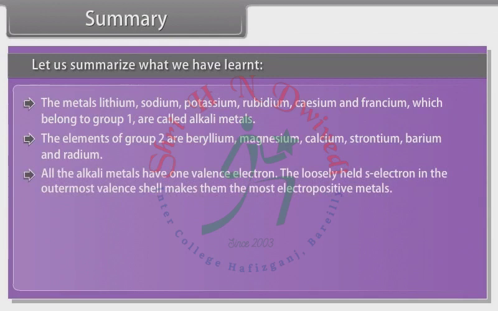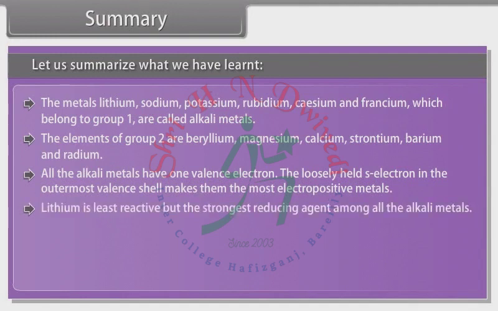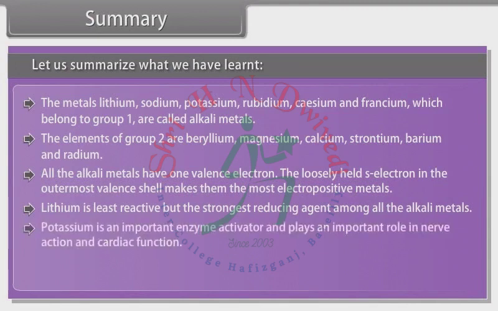All the alkali metals have one valence electron. The loosely held s electron in the outermost valence shell makes them the most electropositive metals. Lithium is least reactive but the strongest reducing agent among all the alkali metals. Potassium is an important enzyme activator and plays an important role in nerve action and cardiac function.